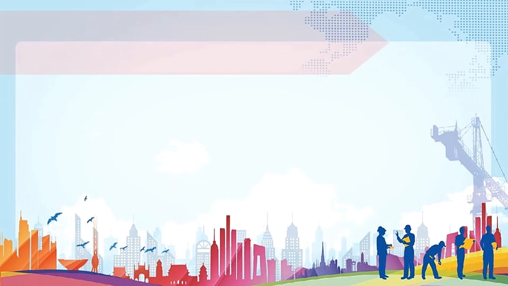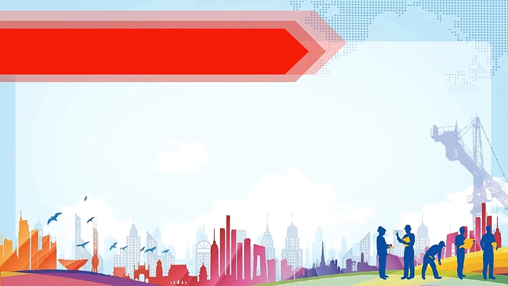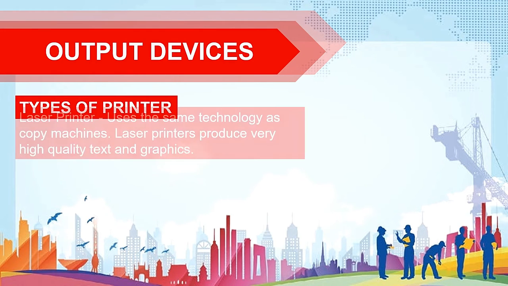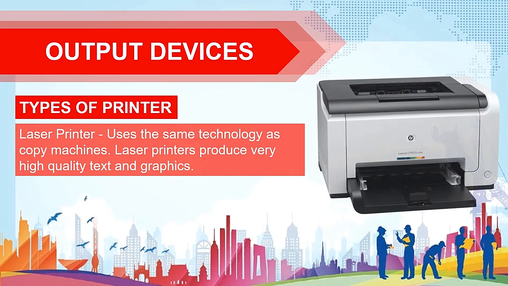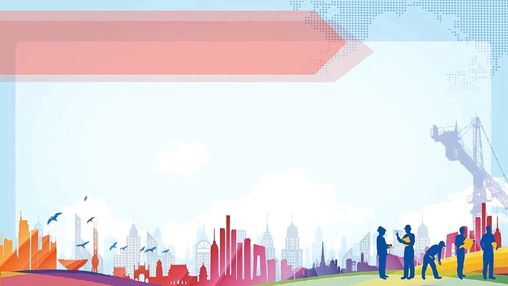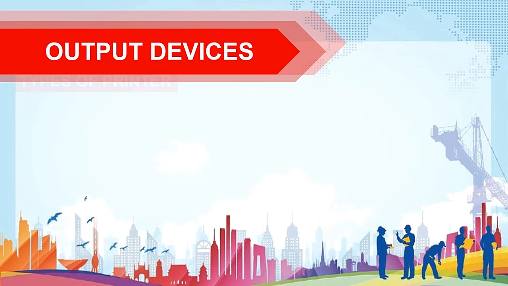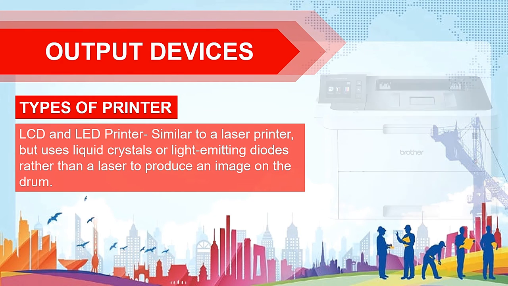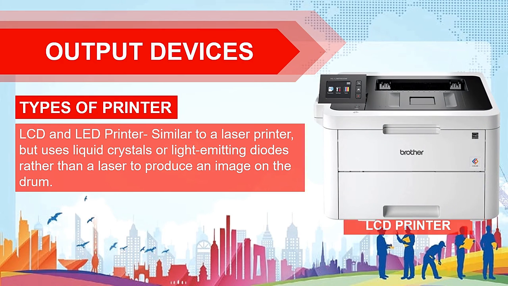We also have the laser printer, which uses the same technology as copy machines. Laser printers produce very high quality text and graphics. Then the LCD and LED printer, similar to a laser printer but uses liquid crystals or light emitting diodes rather than a laser to produce an image on the drum.